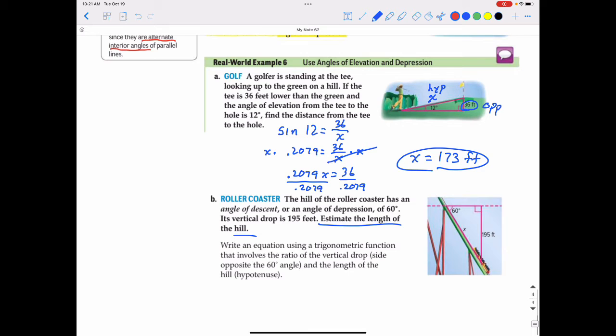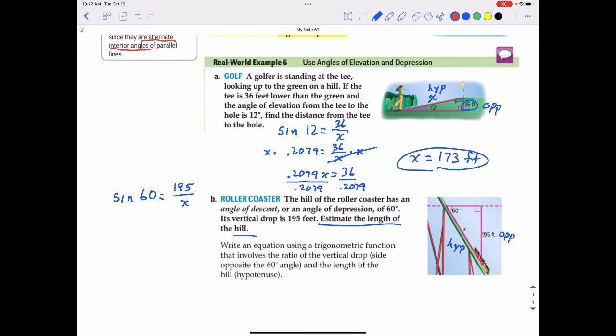The last one, a hill of a roller coaster has an angle of descent or an angle of depression of 60 degrees. Its vertical drop is 195 feet. Estimate the length of the hill. You can see that in the picture. The length of the hill is labeled X already. It's right there. So the X is a hypotenuse, and the 195 is opposite of the 60, so that is going to be sine. So we will set the sine of 60 equal to the opposite side of 195 over the hypotenuse, which is X.